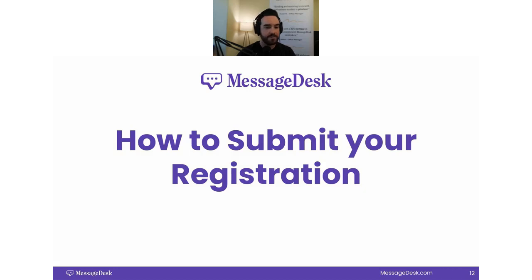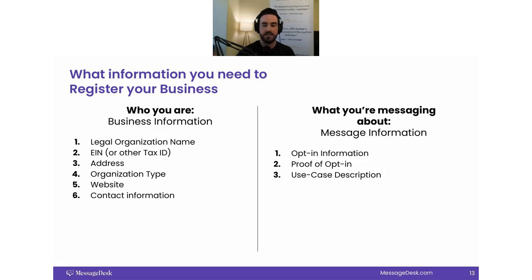So now I want to go over how to submit registration, what that looks like in MessageDesk, what the information you need to have is, and we'll just dive right in. So here's the information that you need to register your business. I've divided it into two columns to make it really easy. One is who you are, and the other is what you're messaging about. So on the left side here, we have who you are, which is your business information. There are some pretty standard pieces of information here, like legal organization name, EIN, or another tax ID if you're in Canada, your address, and then some contact information for an individual in your business.